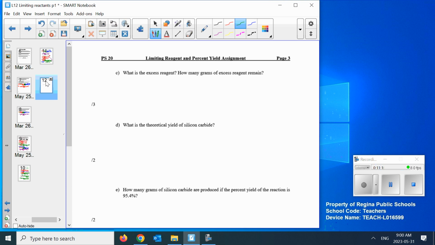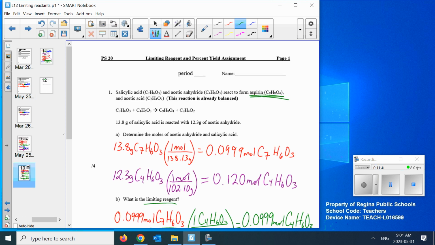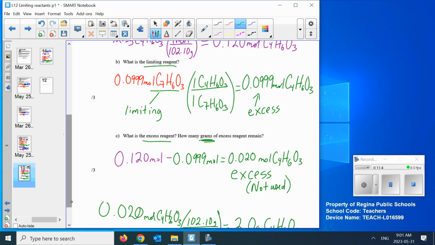Okay. Excess reagent. We already said what the excess is. How many grams of the excess reagent remain? Well, to answer this part here, and remember, reagent is just another word for reactant. How many grams of that excess reagent remain? I'm going to flip that because we've got to think about this a little bit.